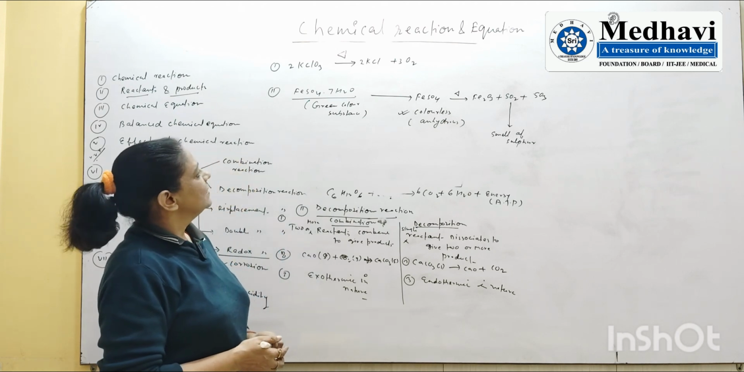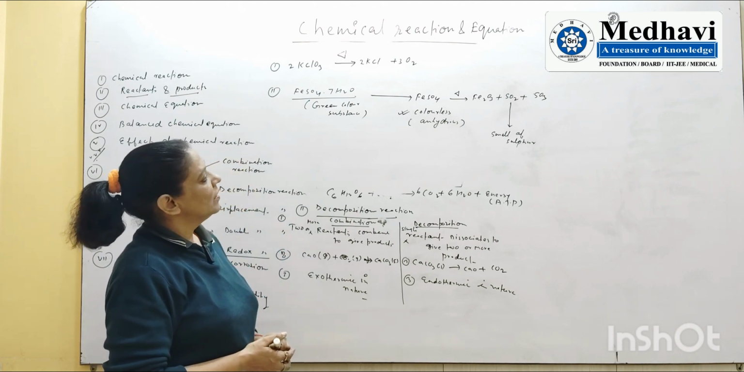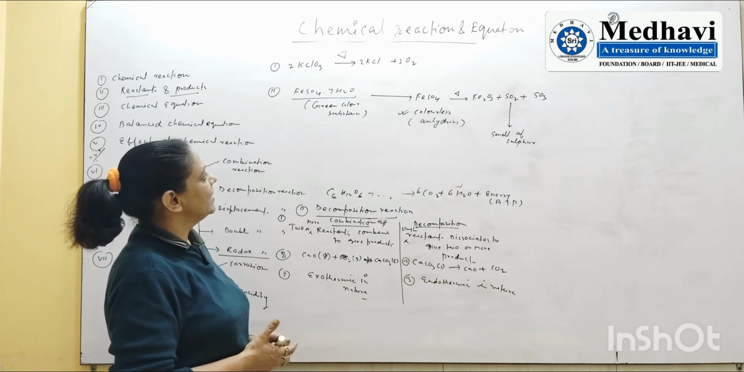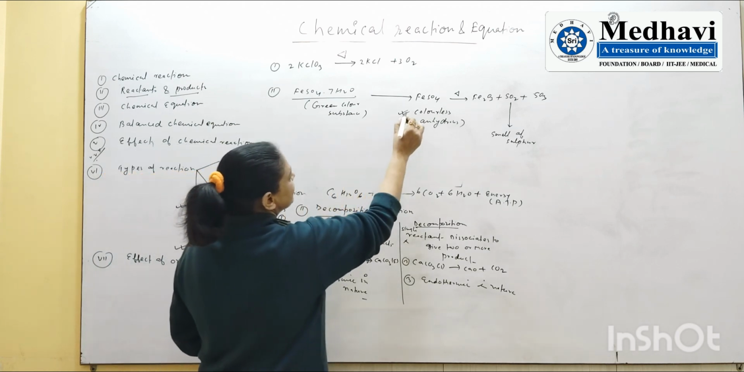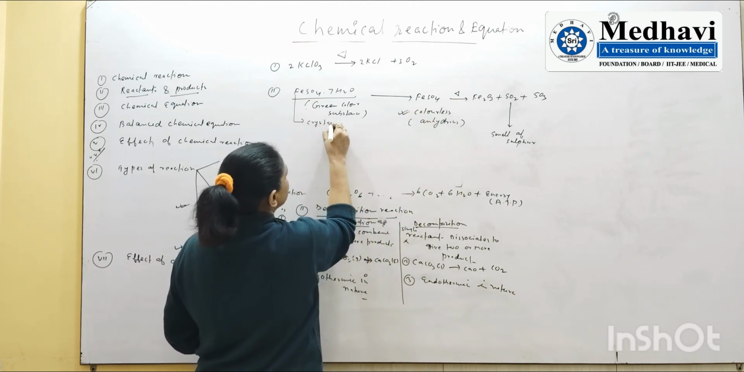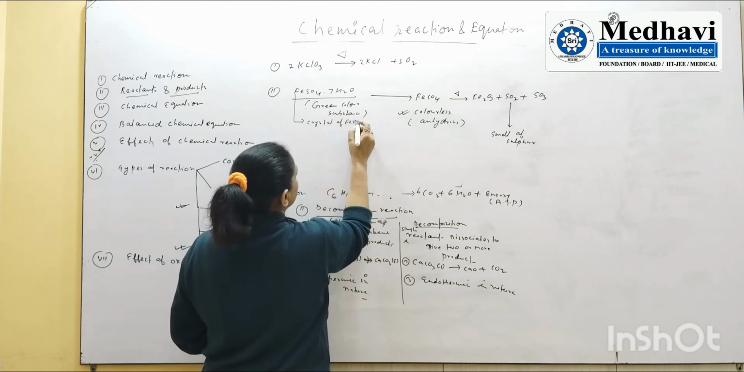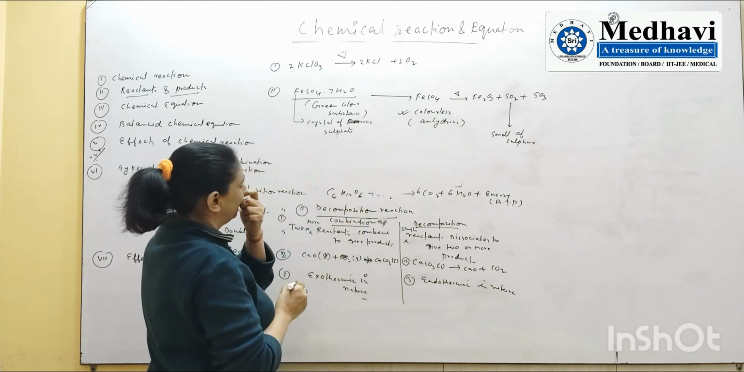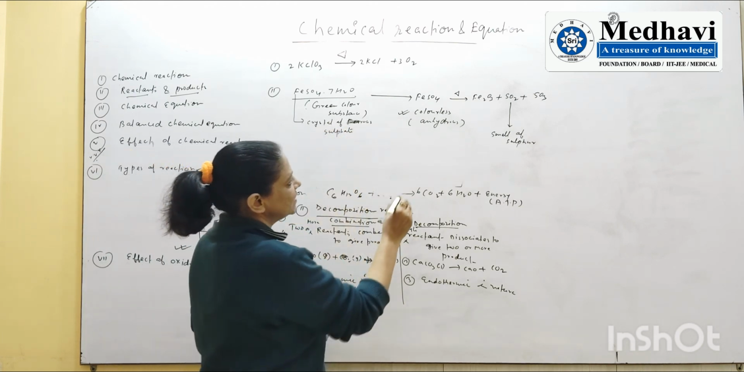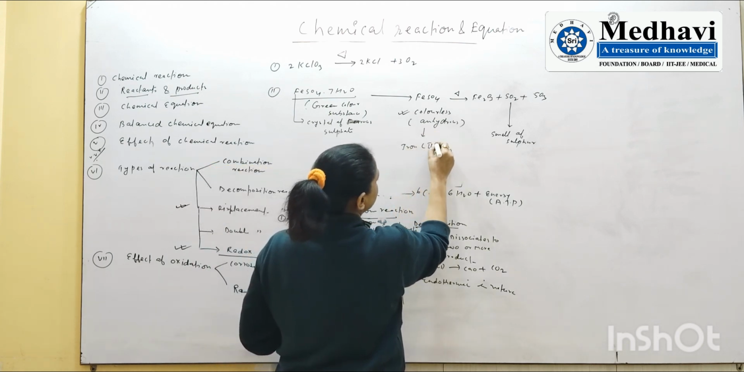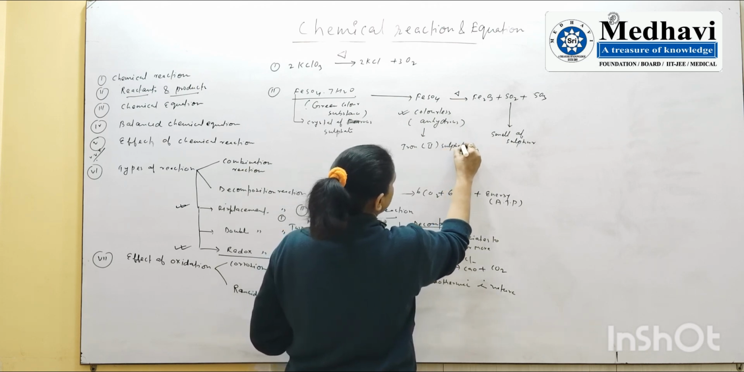In this reaction, a substance breaks to give different products. One thing here I want to say: this compound is crystals of ferrous sulfate. Crystals of ferrous sulfate. This is called iron 2 sulfate. Very, very important point I am going to explain.